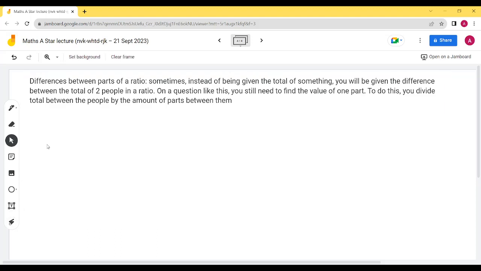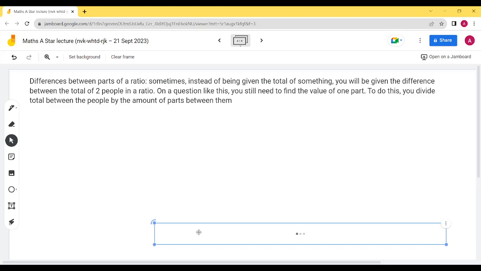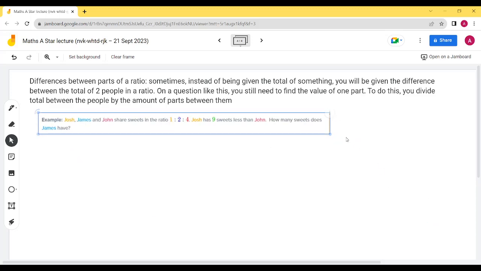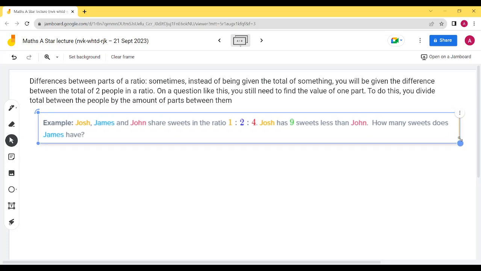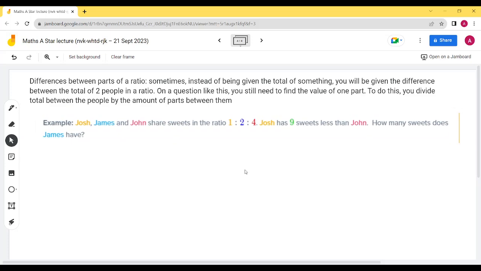Okay. So we've got here Josh, James and John share sweets in a ratio of 1 to 2 to 4. Josh has 9 sweets less than John. How many sweets does James have? This question always annoys me because for drawing out a ratio, it's giving them all the same letter to start with, but not to worry. Just means we've got to write out the whole name.